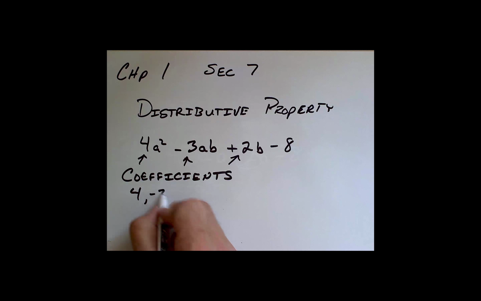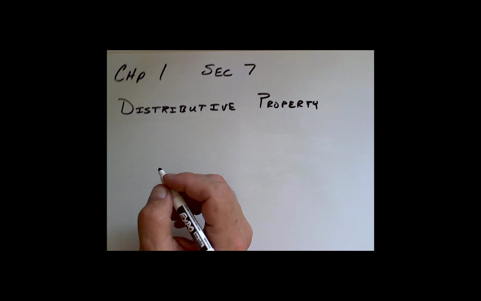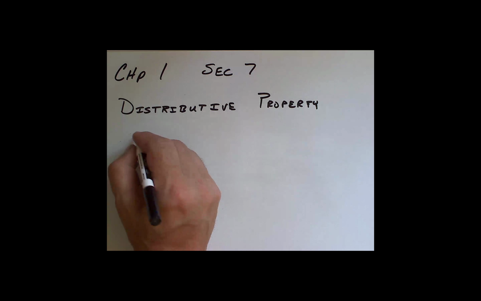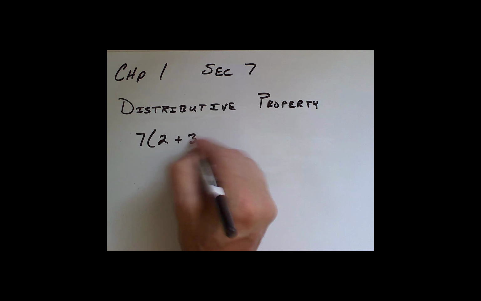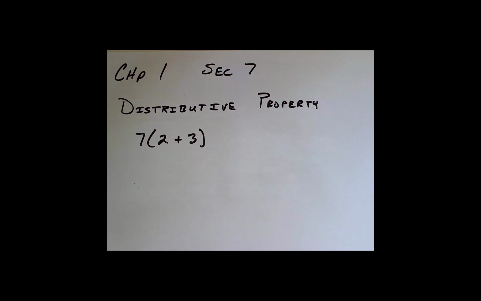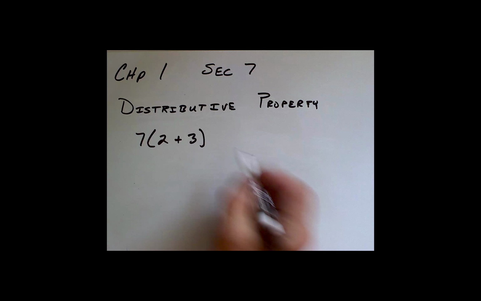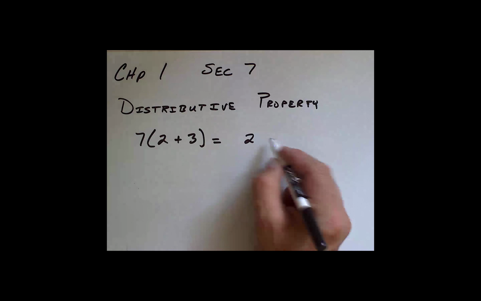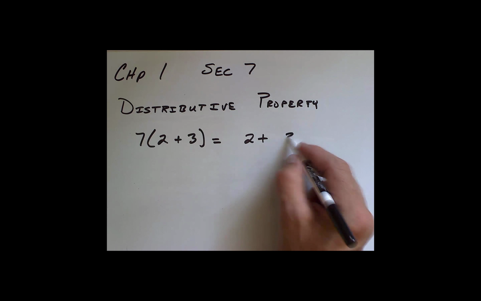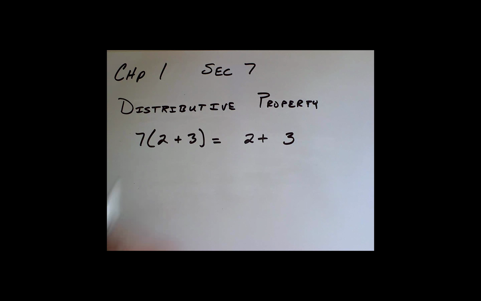Now that we know what the coefficients and what the constants are, let's take a look at the distributive property. Distributive property is like this. Let's see, we have 7 times 2 plus 3. I'm going to distribute my 7 through the parentheses. I want you to pay attention to what I'm going to do. I'm going to write this 2 plus 3 out here.